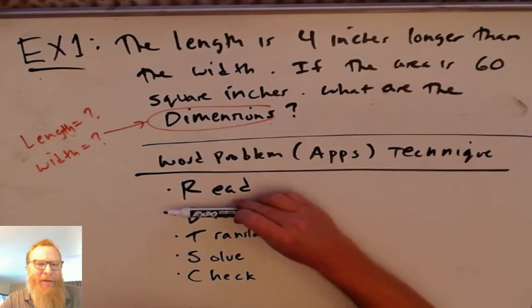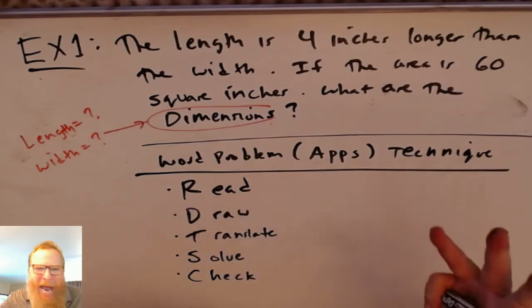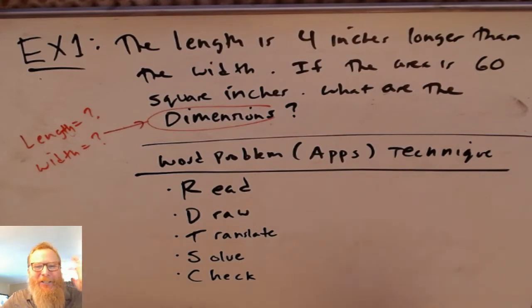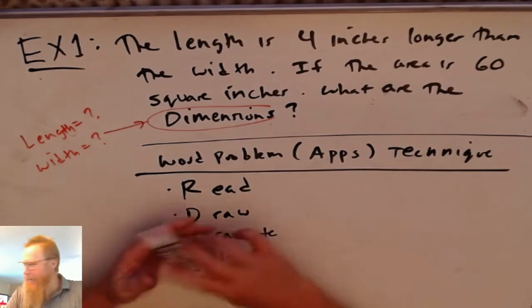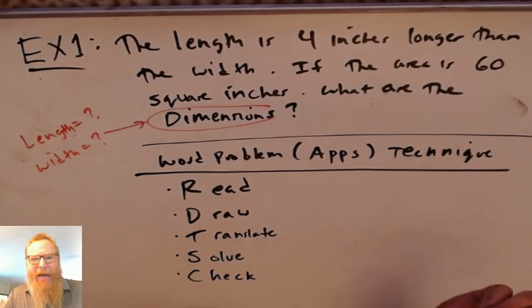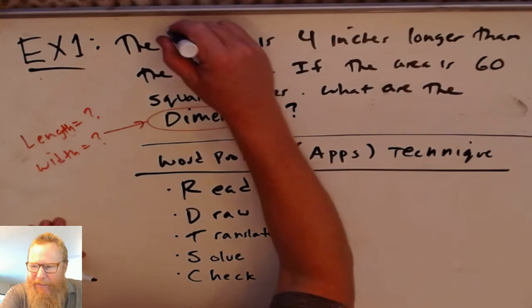It's geometry, right? But if the problem has no geometric interpretation, if you can't really visualize what's going on, we sometimes will skip drawing and go straight to translating. But whenever possible, draw a picture. So read it. Now this is how we read mathematics. We read critically.